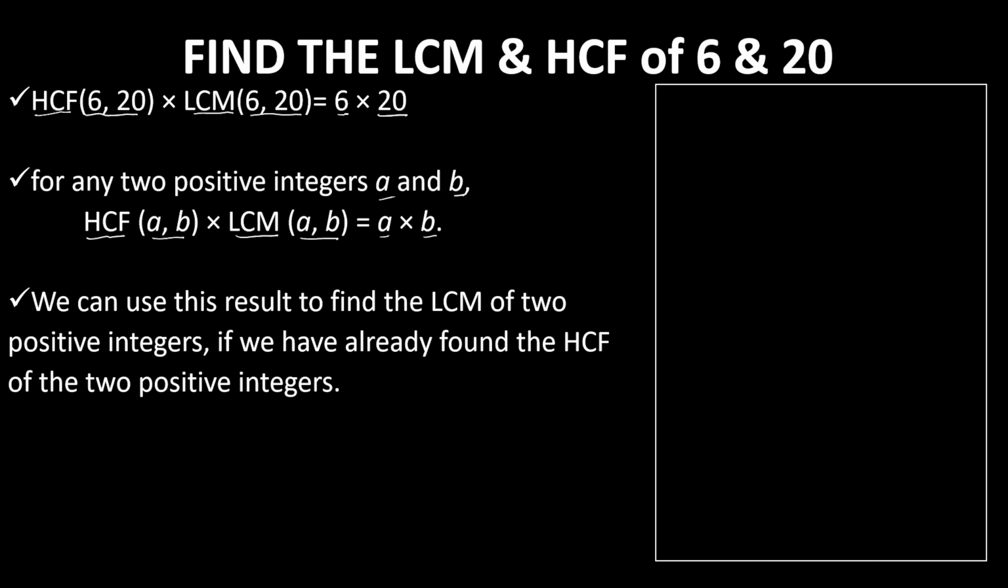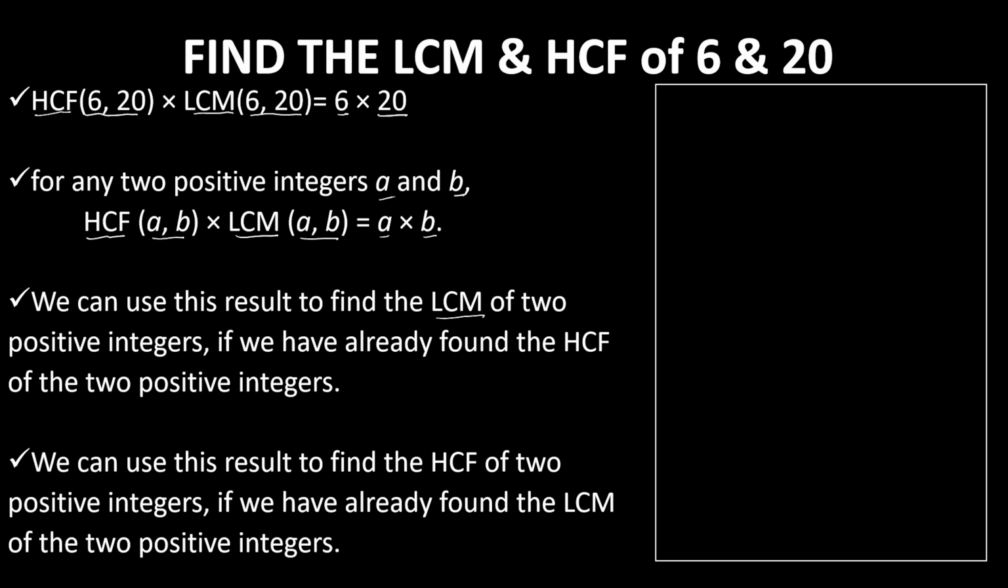Now, how could we use this result? We can use this result to find the lowest common multiple of two positive integers if we have already found the highest common factor of those integers. Similarly, we can use it to find the highest common factor of two positive integers if we have already found the lowest common multiple. And also, if the question gives the lowest common multiple, the highest common factor and one of the numbers, you can easily find the other number using this statement.